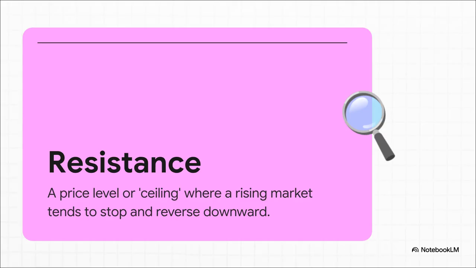So yeah, as we just saw, resistance is literally the exact opposite of support. It's that ceiling where a rising stock price just hits a wall, stops, and starts to fall back down. This is the point where the sellers completely overpower the buyers.